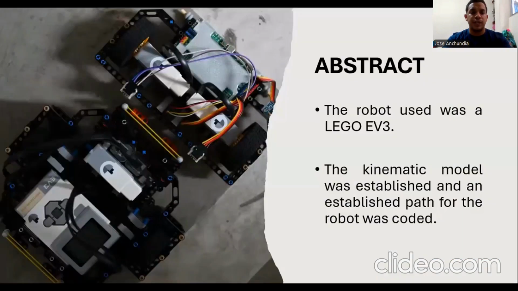Abstract. For this practice, we use a LEGO Mindstorms EV3 for understanding how to control a differential robot. We establish a kinematic model and code a set path for the robot to accomplish. Then we check the output and compare it to the theoretical data to identify a possible improvement of the kinematic model.